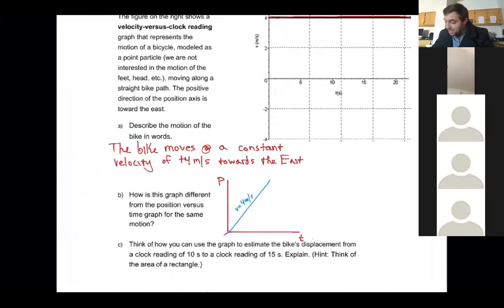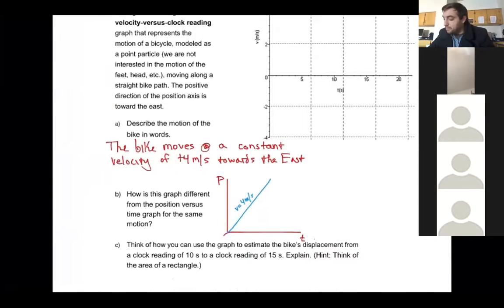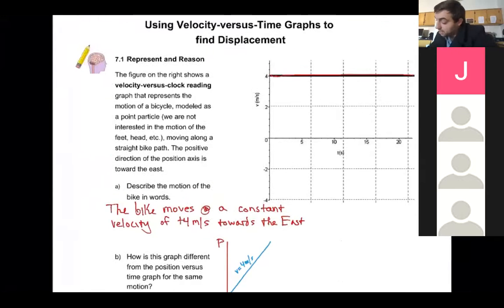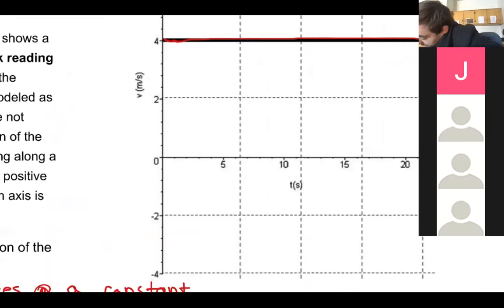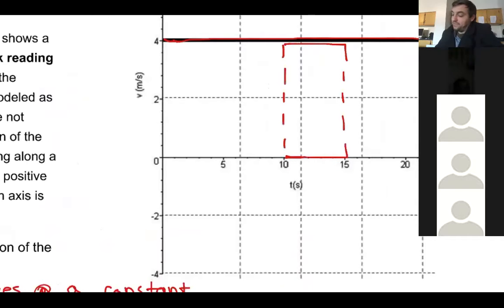So think of how you can use the graph to estimate the bike's displacement from a clock reading of 10 seconds to a clock reading of 15 seconds. Explain. The hint kind of gives it to us there. It says, think of the area of a rectangle. So you guys know what they're looking for there would be the area under the curve. And if they want from the clock reading of 10 seconds to the clock reading of 15 seconds, then we simply make our rectangle using those parameters. And I find the area there.